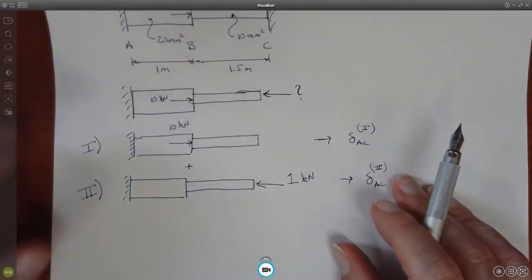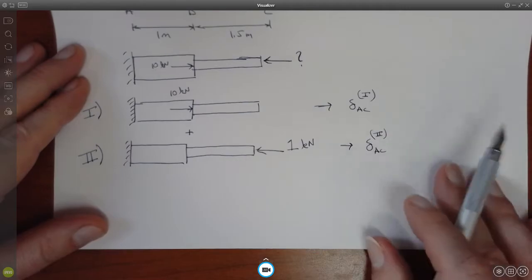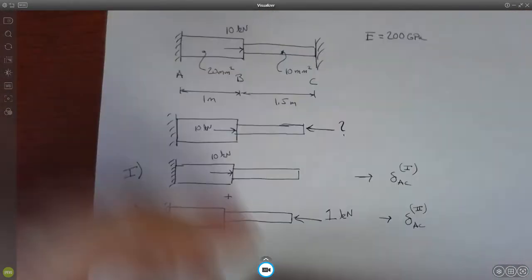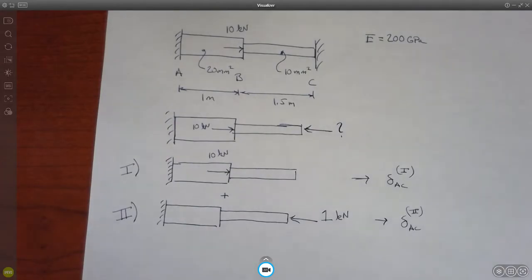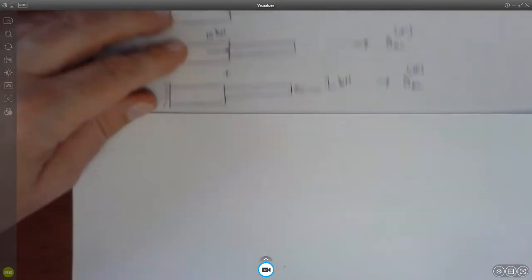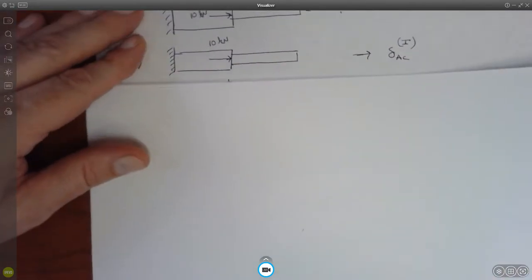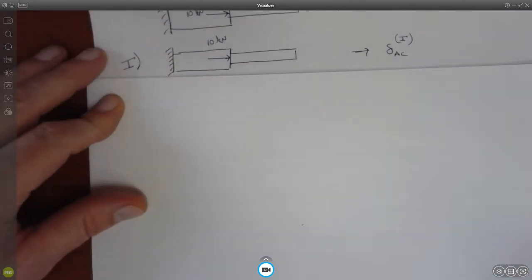All right, so let's do it. Let me start on another piece of paper, okay? It's probably easier. Let's still keep this up here. Okay, so let's first do this problem. This one's pretty simple, right?